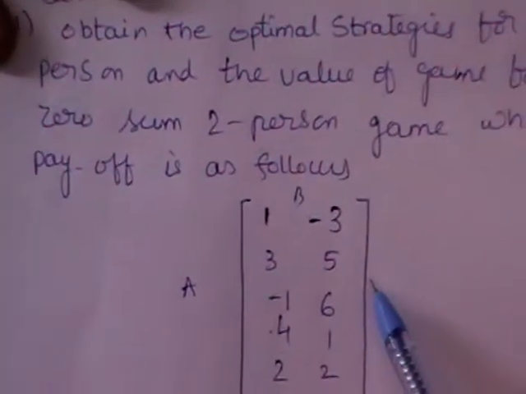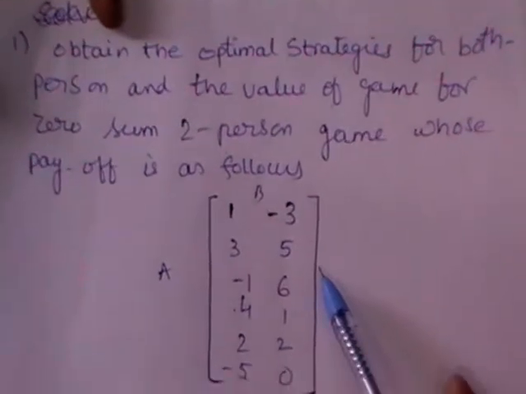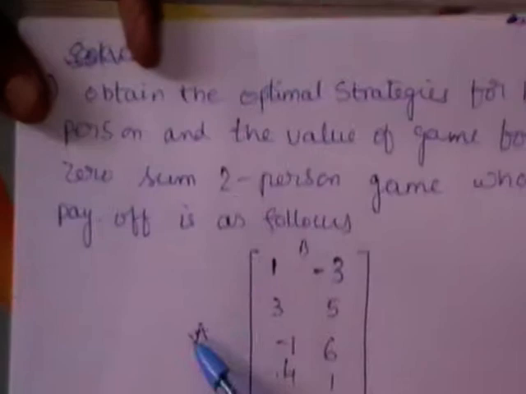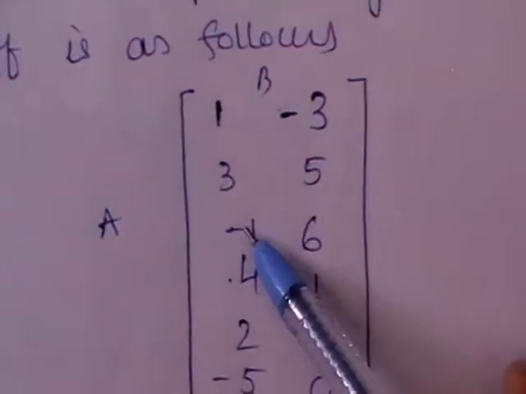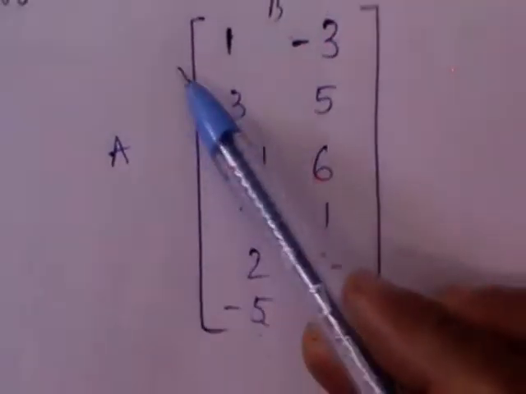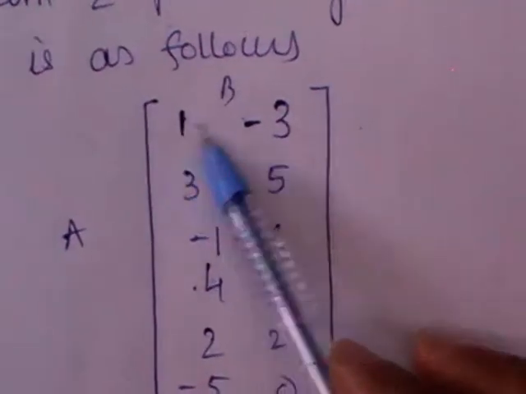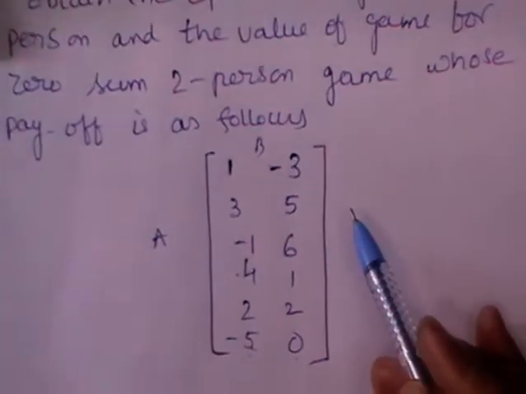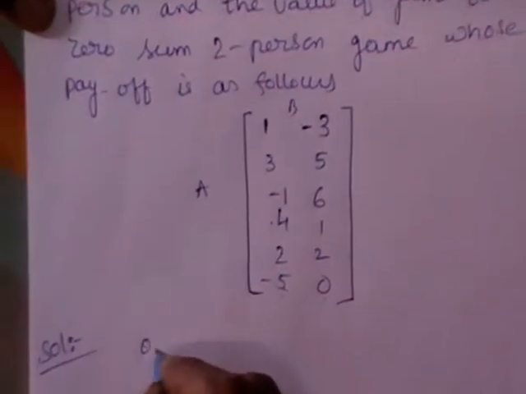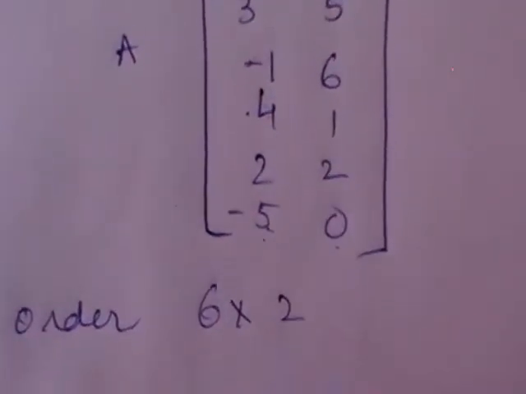Right, so I told you that whenever a game problem is given to you, try to look at the order of the given payoff matrix. You have two persons A and B. With respect to A, you have 1, 2, 3, 4, 5, 6. A has 6 strategies and B has 2 strategies. Obviously, one of the players has only 2 strategies. So, the order of this matrix is 6 by 2.